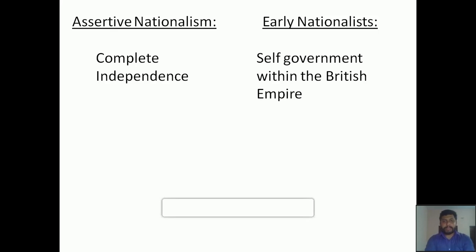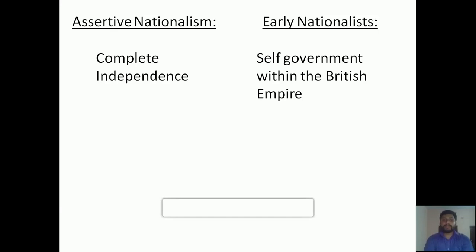That means if a government is formed, it will be formed by the people of India and it will be for the people of India. But at the same time, early nationalist leaders demanded self-government within the British Empire. That means the majority of the representatives in the government will be Indians, but all the major decisions will be in the hands of the British. So this is the main difference between the ideology of complete independence and self-government.